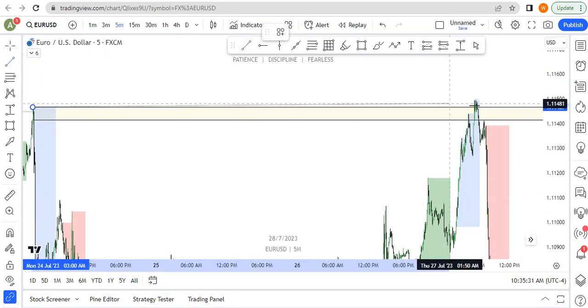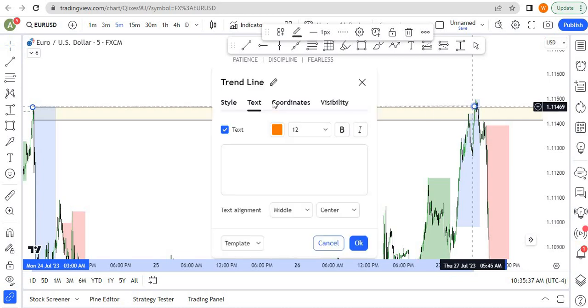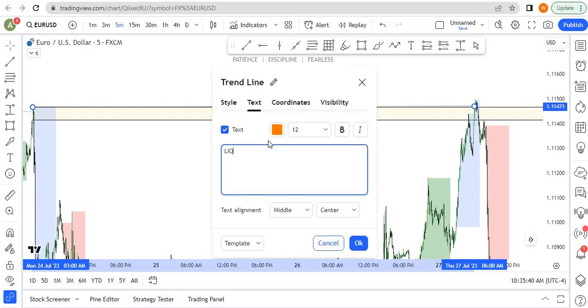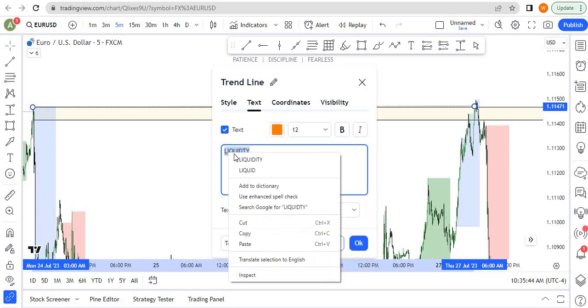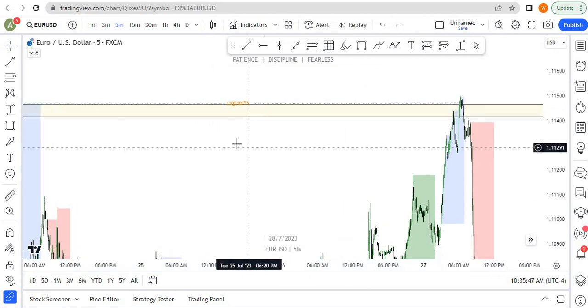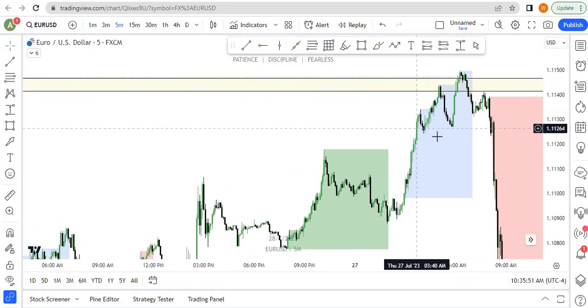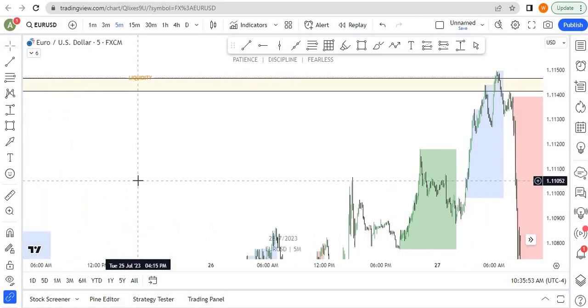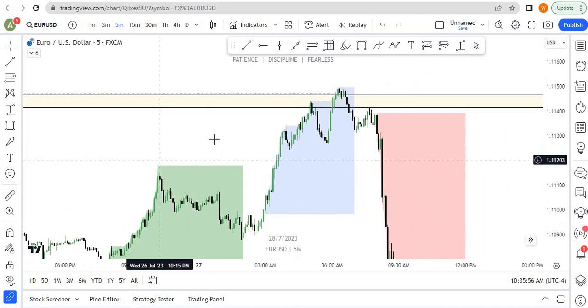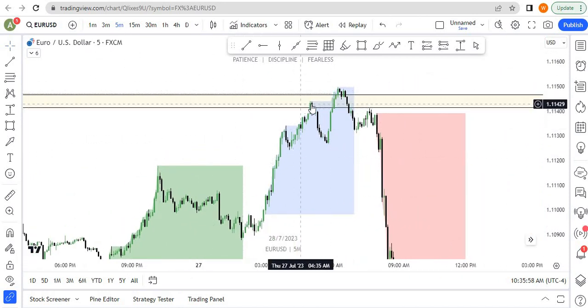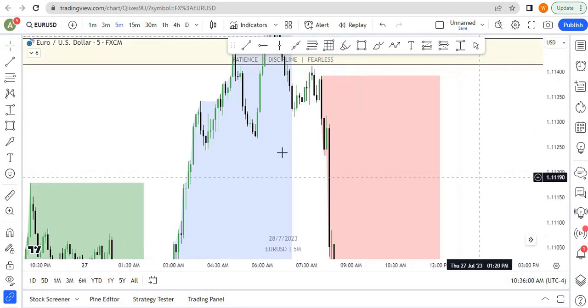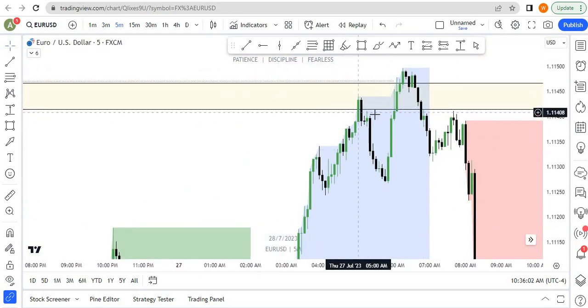The next day, on 27th of July, this London session took out the liquidity of 23rd of July. Once it took out the liquidity, and I saw this setup when the price was here, I suddenly marked out this area, this POI, and price tapped here. I took entry here and closed at break even.